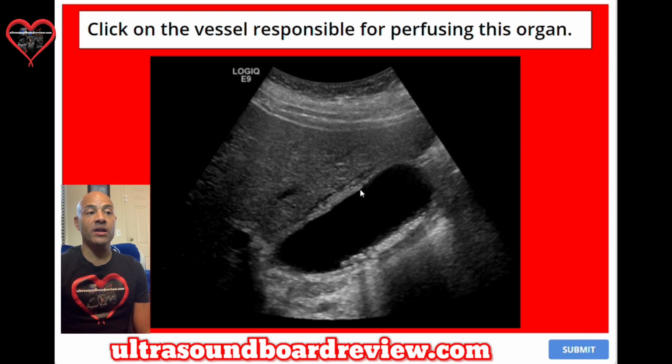The answer is right here. And knowing that this is the gallbladder, I know that the cystic artery will perfuse the gallbladder. And the cystic artery is right here.